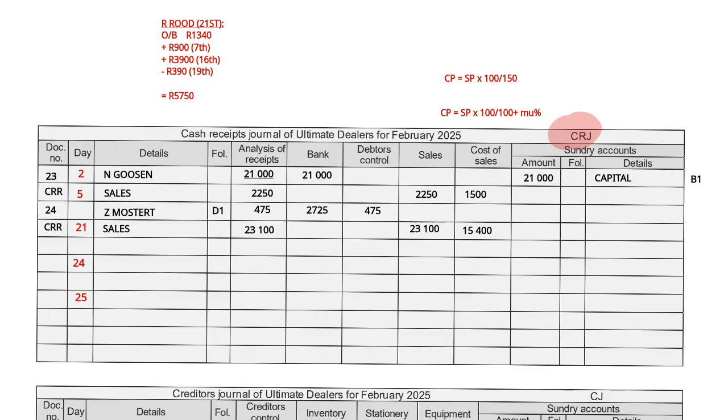5750. So we are going to say it's document number 25. We just follow on in numerical order from the previous one. This time it's our debtor Ruud. Ruud is debtor 2. We will have 5750 in analysis.